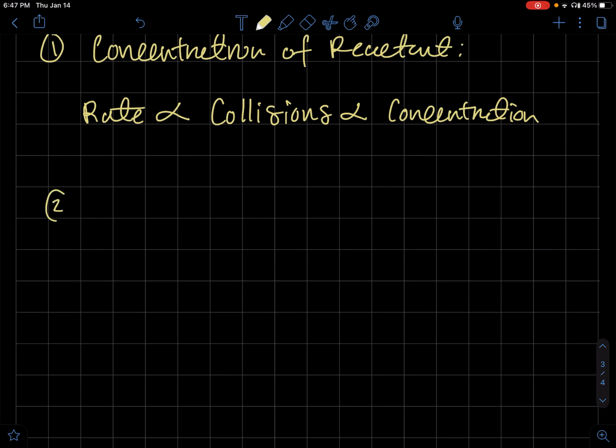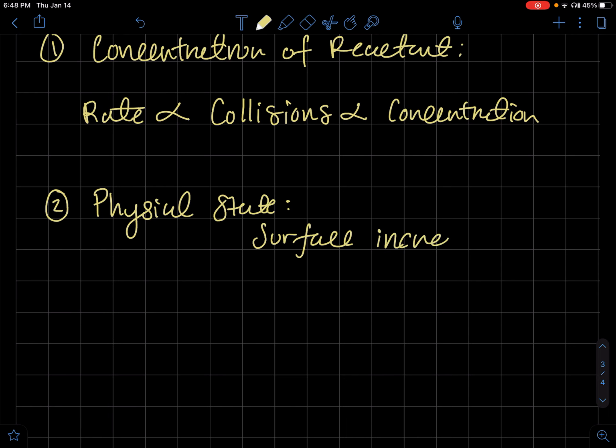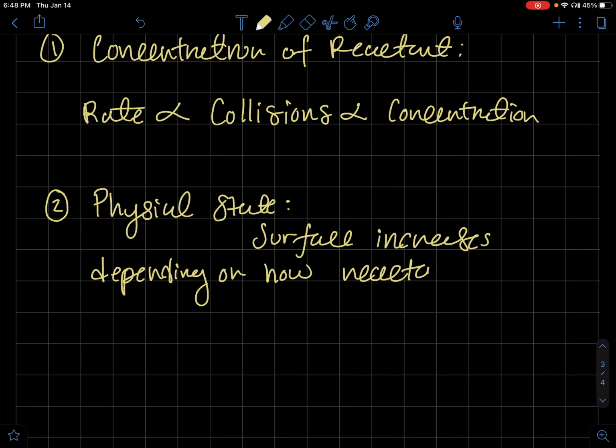Another key idea that some people need to understand is physical states. So the physical states determine how easily the reactants mix together. If there's a greater surface area, the faster the reaction occurs. Again, because there are more collisions, there is more touching. So surface area increases depending on how the reactants mix.